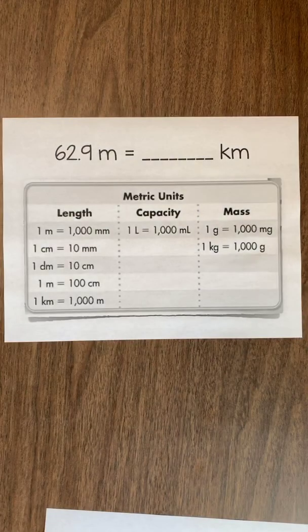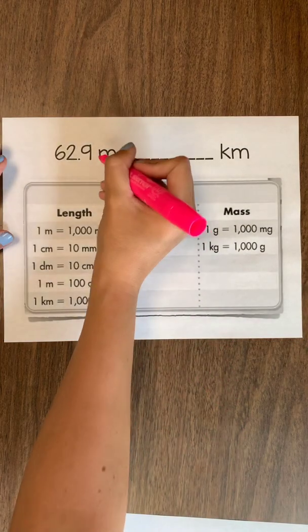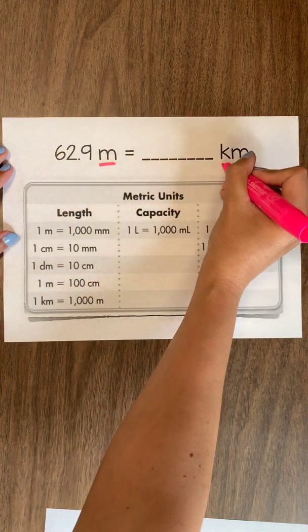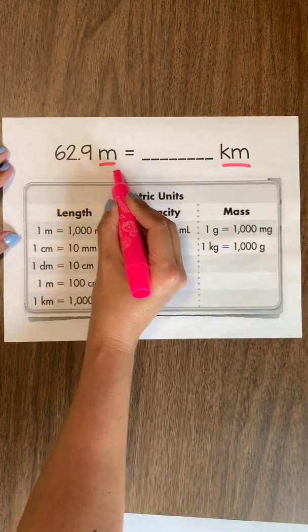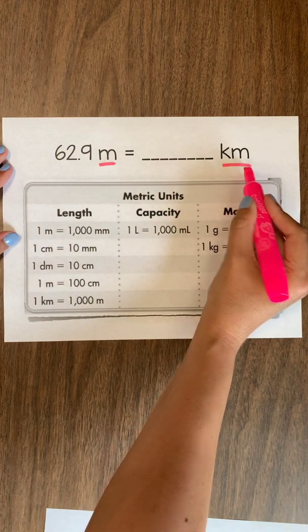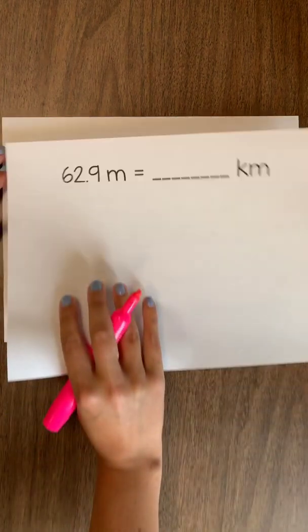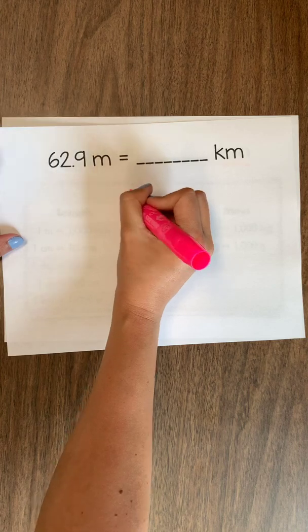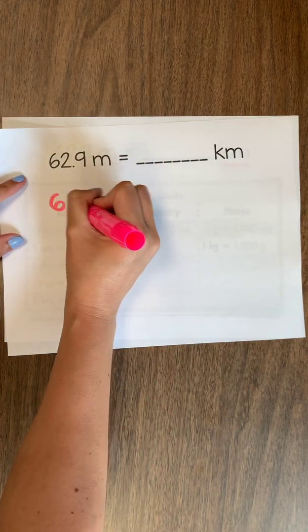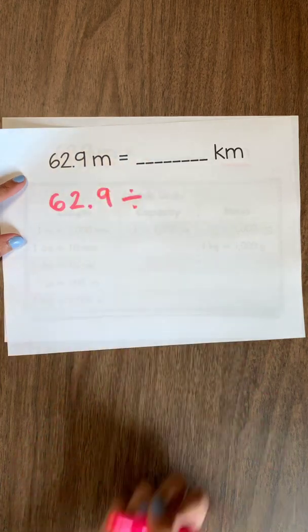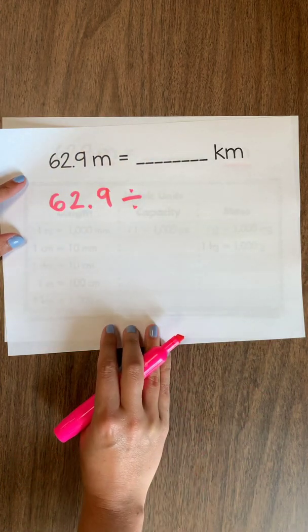All right, let's check your work. So you were going from meters to kilometers. Meters are smaller than kilometers, so we're going from a small unit to a big unit, meaning we need to divide. So if I set my problem up here, I can start by adding the operation, which is division. I'll pull down 62.9, but now I need to figure out what I'm dividing by. That's where we'll use our chart.